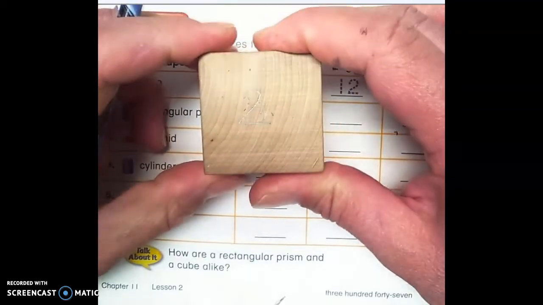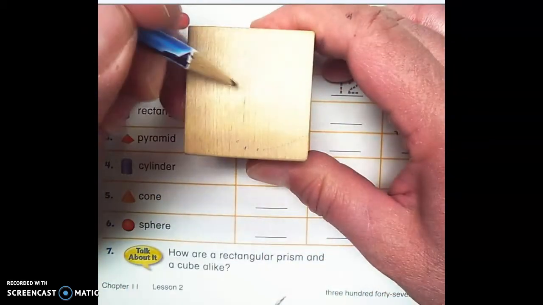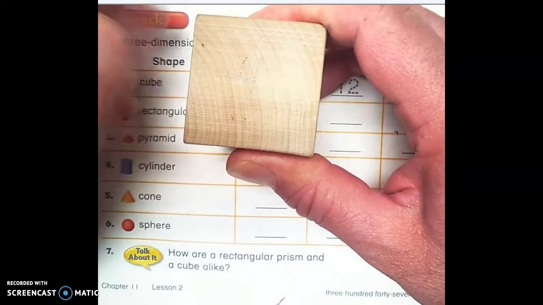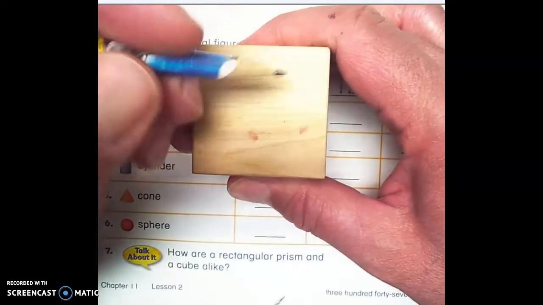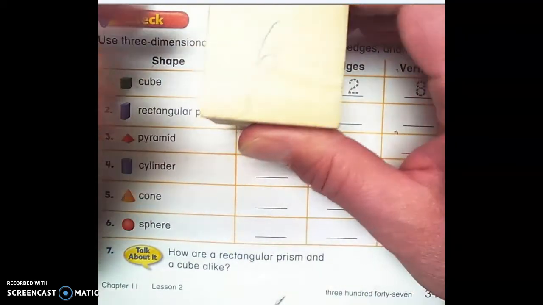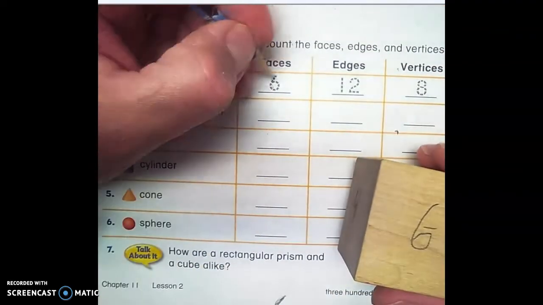2 faces, 3 faces, 4 faces, and then we're going to go over here. We have 5 and 6. So this cube has 6 faces. We already filled that in for us.